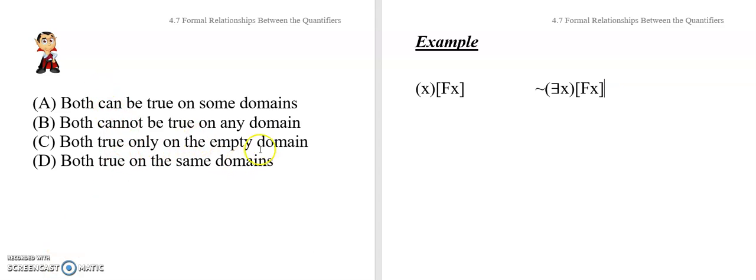Can both be true on a domain? Yes, both can be true, but only on the empty domain. On every other domain, they're going to contradict one another. So they can both be true on the empty domain. On the empty domain, it's vacuously true that everything is red, and it's also true that nothing is red. So that's the situation there.